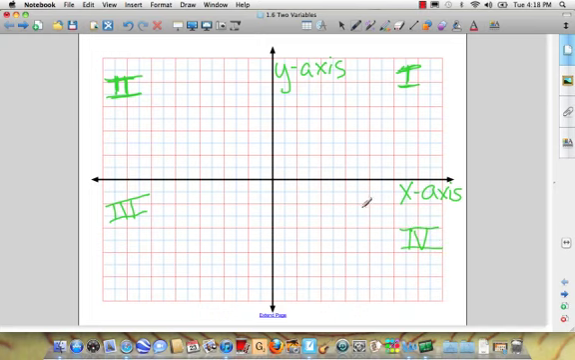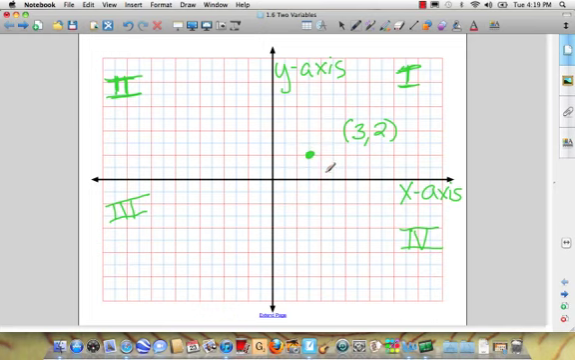Okay, so suppose you wanted to show the following: 3, 2. Well, the first number always tells you where to go along the horizontal axis. So I come out 1, 2, 3 units out here, and then the second number is 2, so I go up 2. So 3, 2 is in the first quadrant.